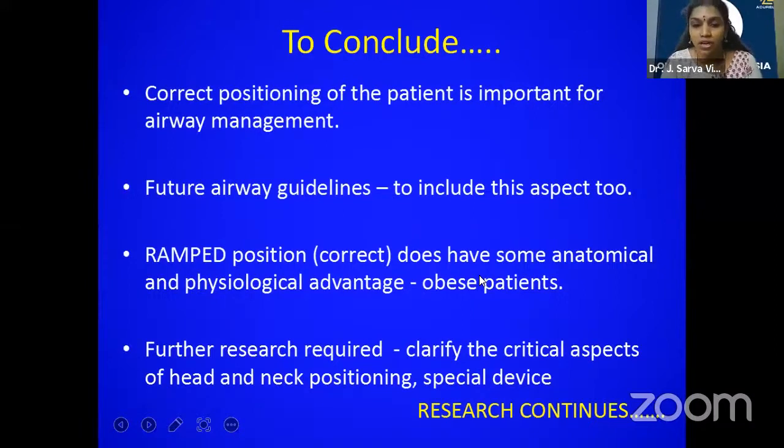But further research is required to clarify the critical aspects of the head and neck positioning and the use of other special devices or special pillows and special airway management devices. So the research needs to be continued. Thank you.